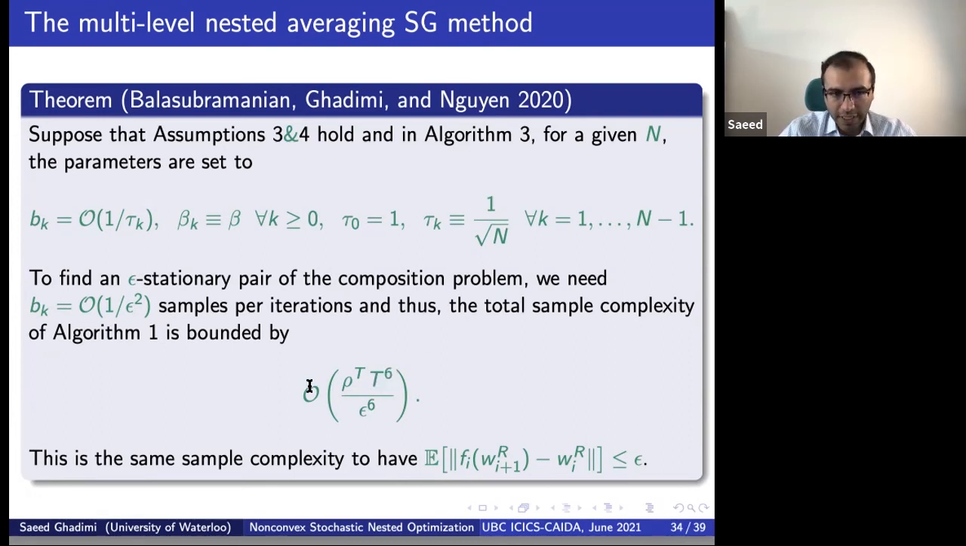For this complexity bound, there is no relation between T and epsilon. As we will see, there was a relation in the existing algorithms. And again, this is the same complexity bound to estimate the value of the inner functions, similar to what we have for the two-level case. However, instead of 1 over epsilon to 4, we get 1 over epsilon to 6.